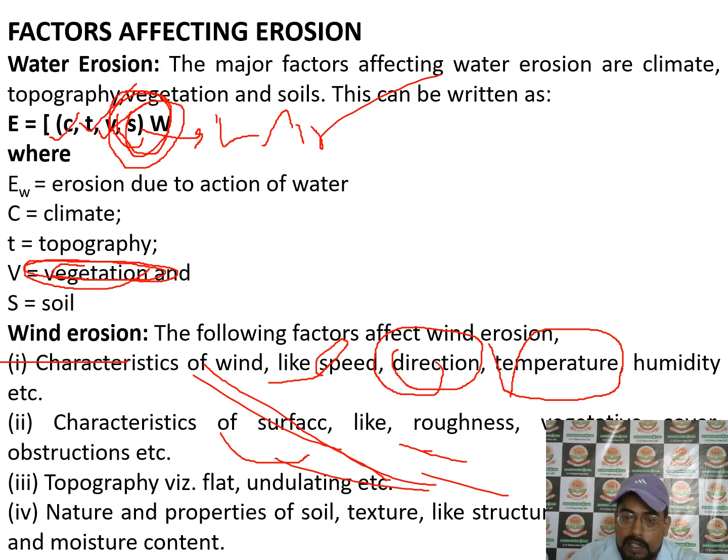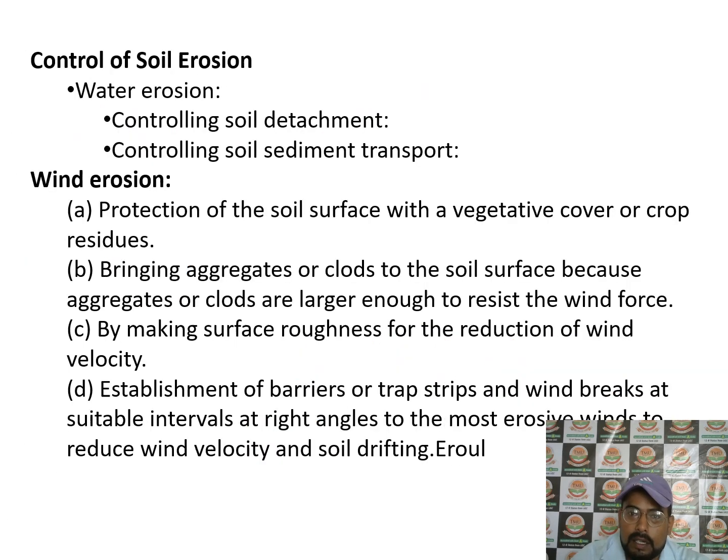And texture like sand, silt, and clay. Sandy soil is more eroded by the air, but clay soil is compacted when dry. When dry it is very hard in nature, but not affected by the air. So these are the factors affecting and causing erosion. Now, how to control the erosion? How to control these factors?